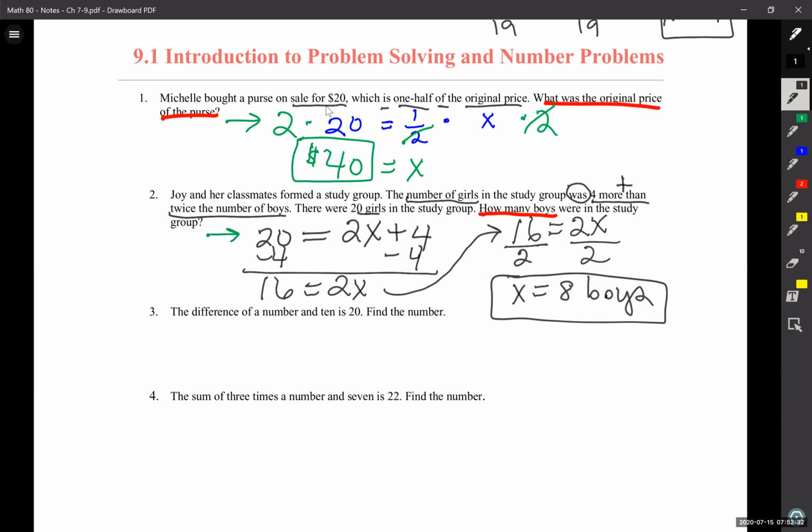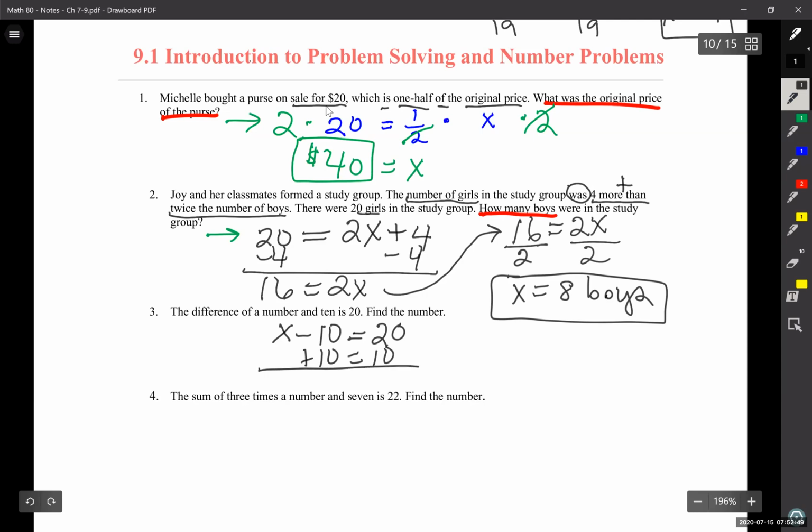So we have the difference of a number and 10 is 20. Difference changes the and to subtraction. So I have x minus 10 is 20. Gonna add 10 to both sides and get x equals 30. It's always good to sneak in a little extra equation practice towards the end of this course because whether you go to statistics in your future or algebra in your future, those are both very heavy on solving equations.